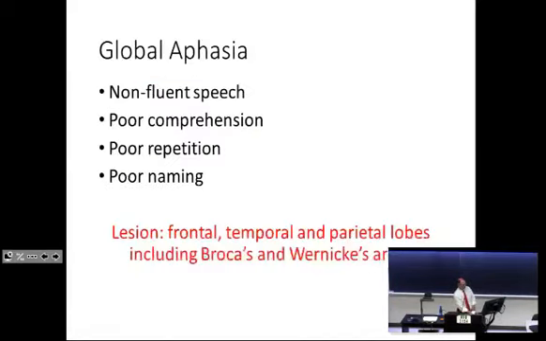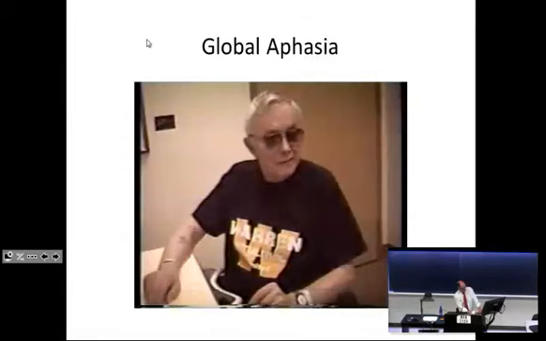Okay. Now, global aphasia, that refers to an aphasic disturbance where everything is impaired. They're non-fluent, they don't understand, they don't repeat, and can't name. And the lesion there is in the frontal, temporal, and parietal lobes, includes Broca's area and Wernicke's area. I'm going to show you a video. Hopefully it will work.